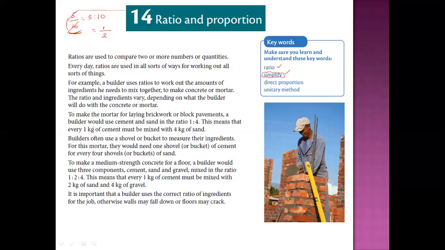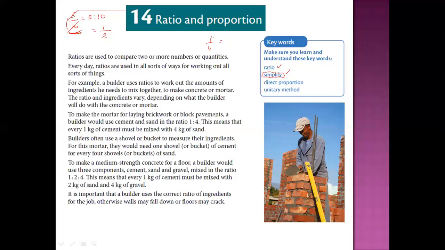So for building some buildings, what can we use? As you see here, we have cement and sand. For example, the ratio of cement to sand is 1 to 4. Or we can write in fractional form 1/4. For example, when you use 1 kilogram of cement, you should use 4 kilograms of sand.